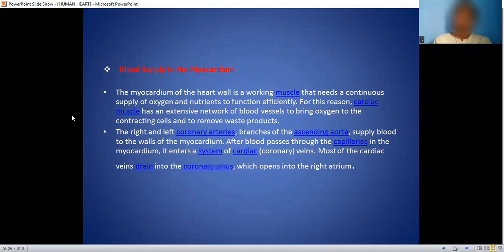The right and left coronary arteries, branches of the ascending aorta, supply blood to the walls of the myocardium. After blood passes through the capillaries in the myocardium, it enters a system of cardiac coronary veins. Most of the cardiac veins drain into the coronary sinus, which opens into the right atrium.